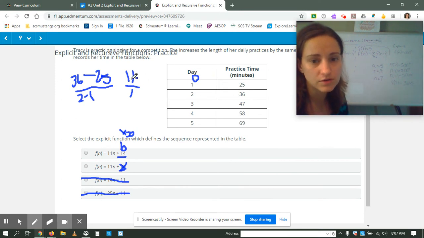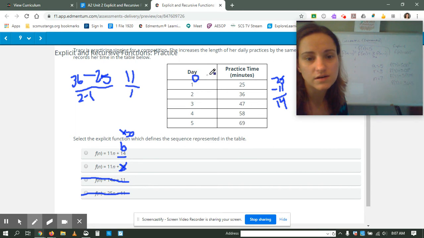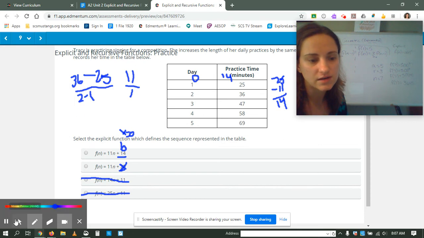So you can do, these are going up by adding 11. So you can do 25 minus 11 to give us 14. So our day 0 is going to be 14. So that makes our answer for this one going to be the first one.